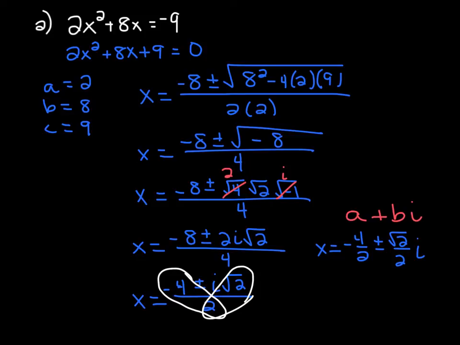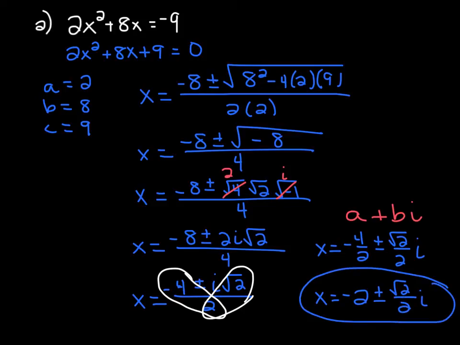Now, if you look at this answer, there's something we can actually simplify. So let's go through and do that. If you take -4 and divide it by 2, -4 divided by 2 is -2. So let's rewrite this in simplest form. This is really going to be -2 plus and minus. And then nothing here simplifies because this 2 is under a radical. So I'm just going to bring down the radical 2 over 2i. So this is in A plus Bi form.